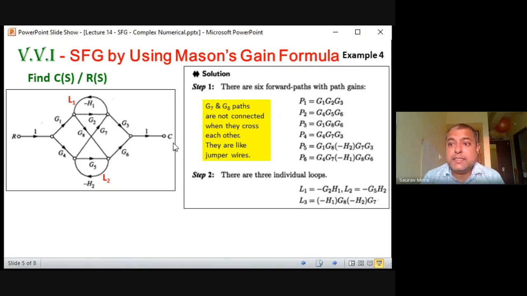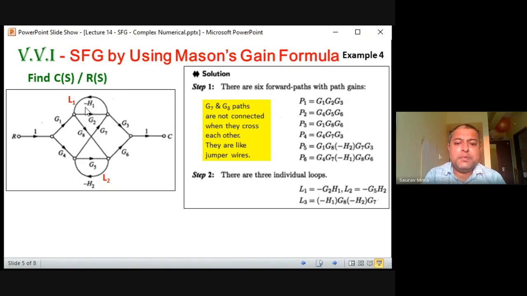So these are the 6 forward paths. That means you have to find delta for 6 cases. So in that case, things become a little difficult. But this numerical looks difficult, but it is actually not very difficult. We will show you. Next is to find how many loops are there.